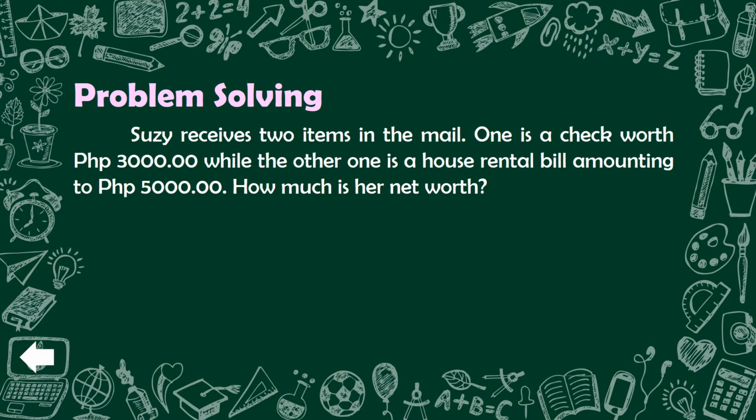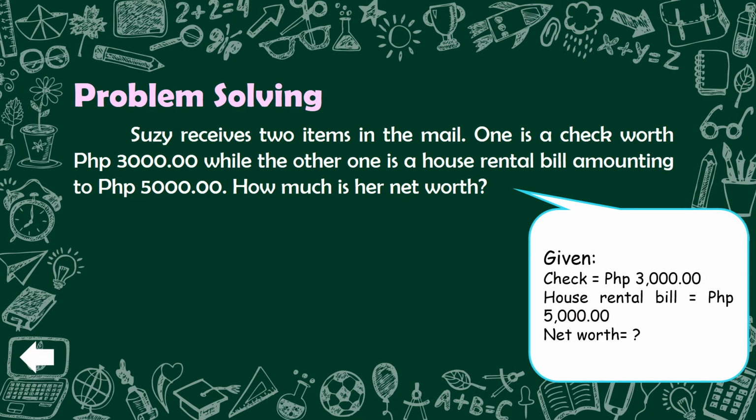Let us have this problem solving. Susie receives 2 items in the mail. One is a check worth 3,000 pesos while the other one is a house rental bill amounting to 5,000 pesos. How much is her net worth? So when we say net worth, ito yung total wealth mo, kayamanan o pag-aari mo minus yung liabilities o yung mga binabayaran at utang mo. So let us solve Susie's net worth.